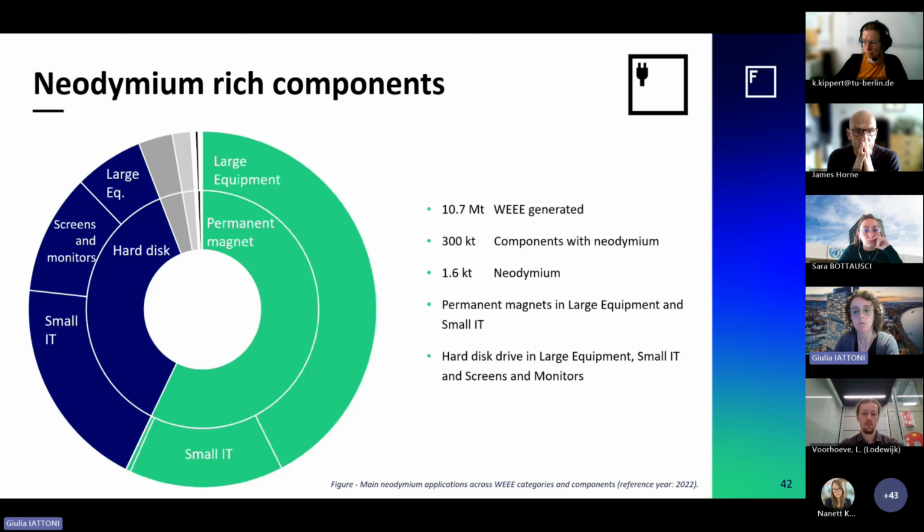Looking now at neodymium, which differently from copper is a critical raw material which is present in much smaller quantities but has still an untapped recoverability potential. This can be found mainly in permanent magnets and drives from large equipment, small IT, and screens and monitors. And even though it's present, recovering neodymium from WEEE is still technically challenging and not widely implemented at a large scale, mainly because the quantities are lower, the components are small, dispersed, and often not easily separated.